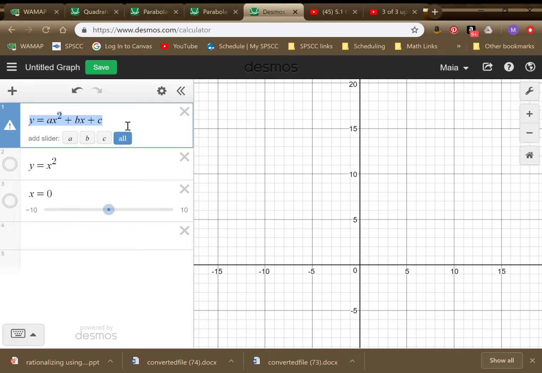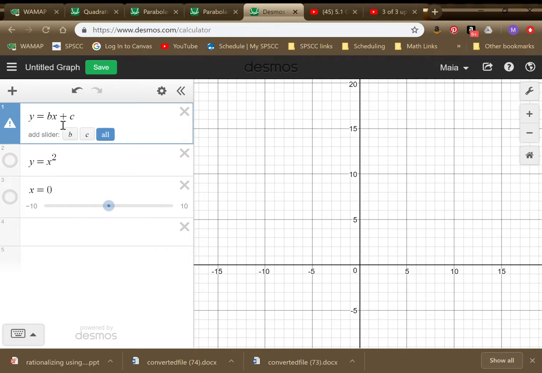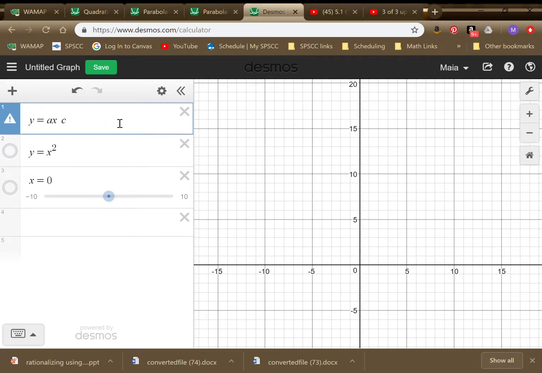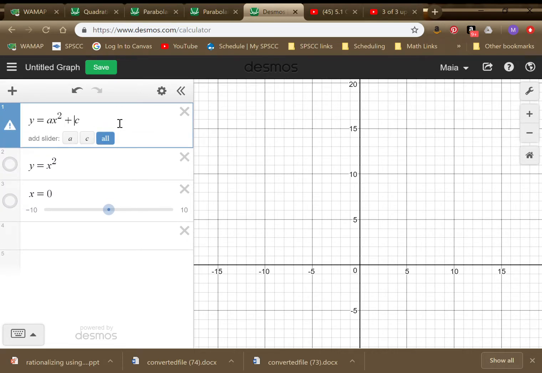If a is 0, it's a perfectly good function. It could be linear. If a is 0 but b is not, then it's linear. If b is also 0, then it's constant. But we're interested in that general ax squared plus bx plus c, where the a is not 0. So I have no problem if the b and c are gone, but I do have a problem if the ax squared is gone. To get us started, we specifically want to look at the graphs of these things.